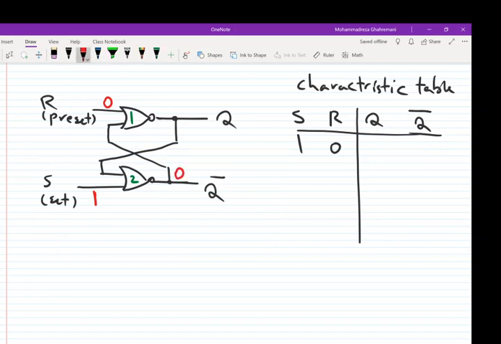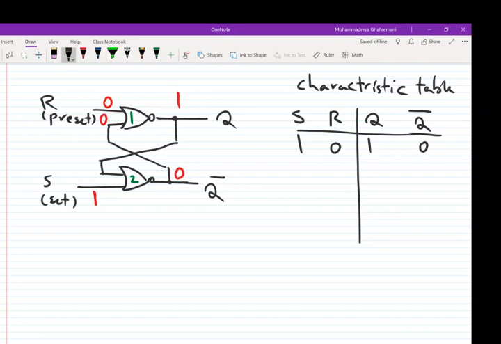Now that Q bar is 0, this Q bar moves to the second input of gate number 1, and both inputs of gate number 1 are 0. Because it's a NOR gate, as long as both inputs are 0, the output is 1. So here we can complete the first row of our characteristic table. Q is 1, Q bar is 0.